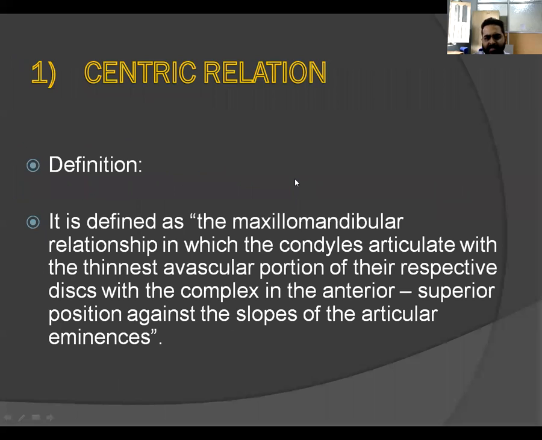Okay. The definition of the centric relation is very important for you guys. It is one of the important definitions in prosthodontics. It is defined as the maxillomandibular relationship in which the condyles articulate within the thinnest avascular portion of their respective disc. So basically, it is the relationship of maxilla and the mandible. We have the condyle which is articulating into the fossas of the respective disc. So basically, it is in the thinnest avascular portion. So the position of the articulation is in the anterior and the superior position against the slopes of articular eminence.